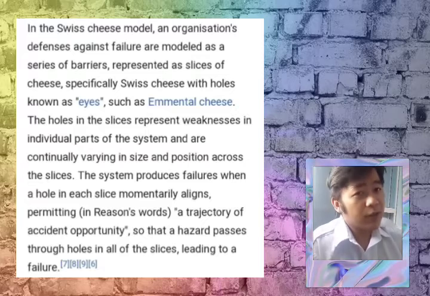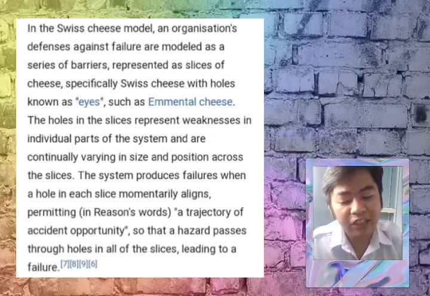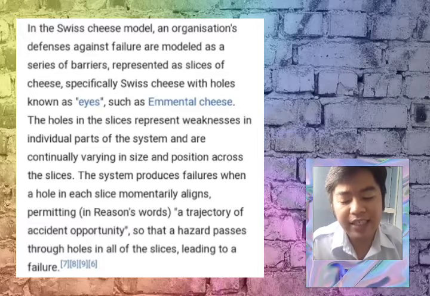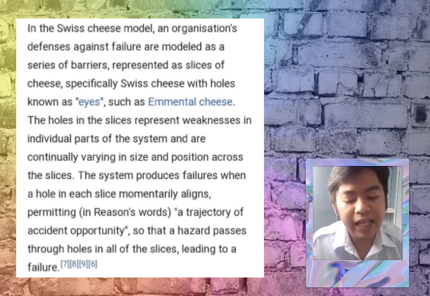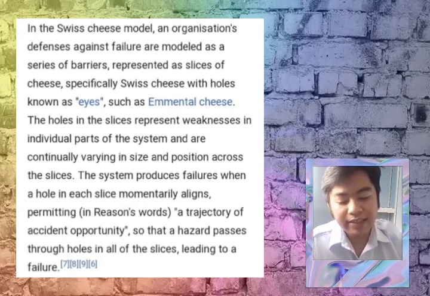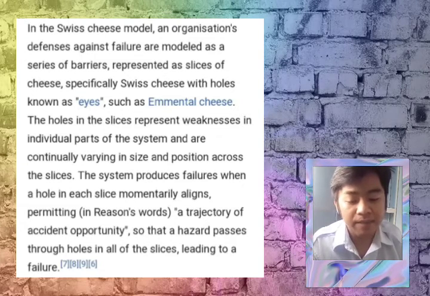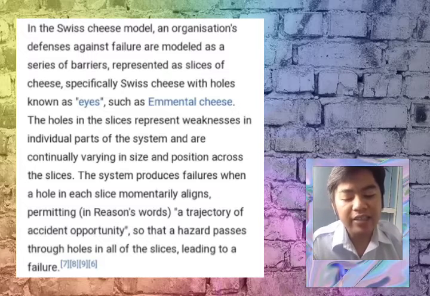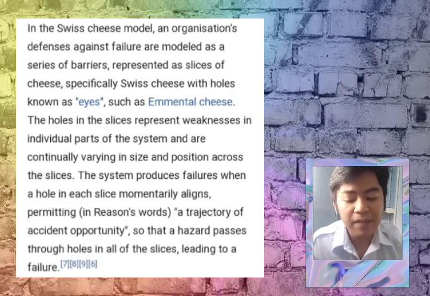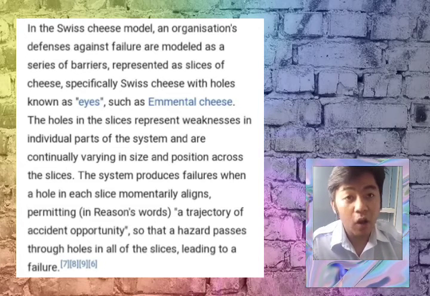A Swiss cheese model is an organization's defense against failure, which is modeled as a series of barriers represented as slices of cheese. The holes in the slices represent weaknesses in individual parts of the system and are continually varying in size and position across the slices. So the system produces failures when a hole in each slice momentarily aligns.